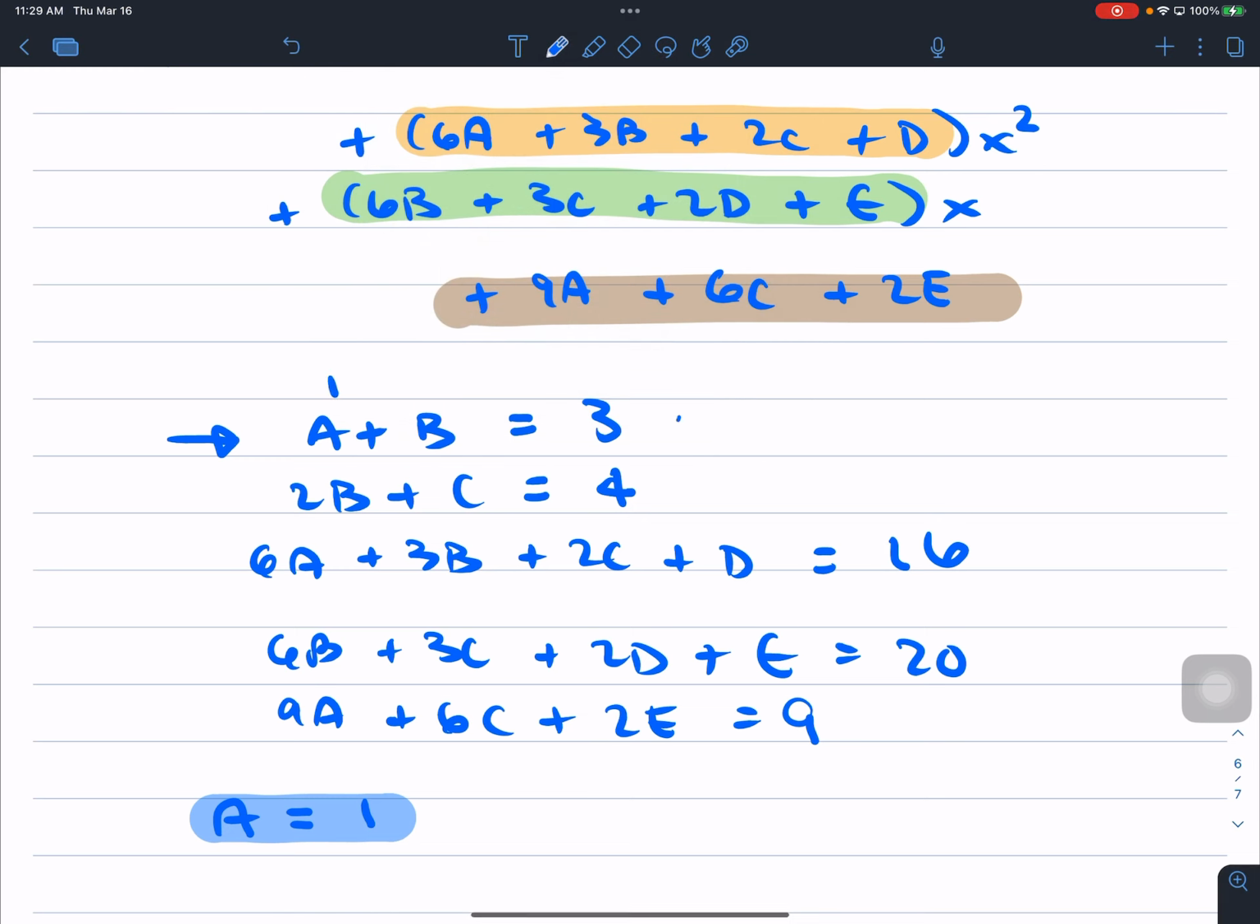A is 1, what is B? Isn't B 2? Is that right? And if B is 2, go back over here. What does that mean? 4 plus C is 4. What does that mean about C? C is 0. Is that true?